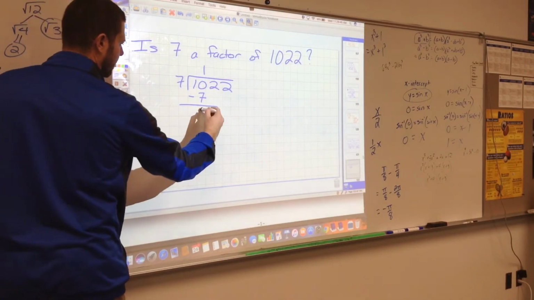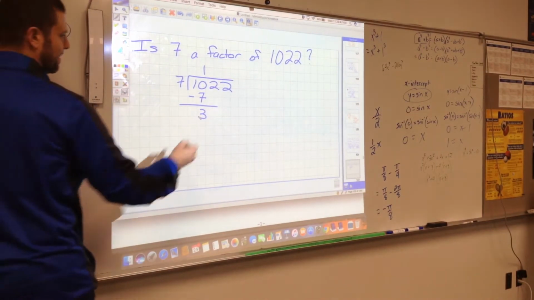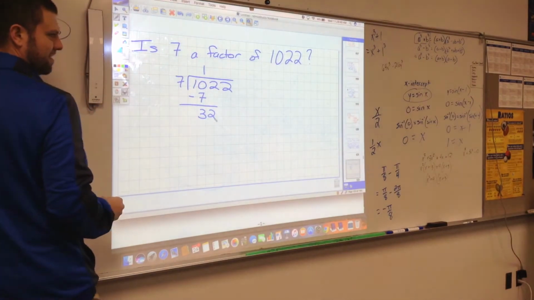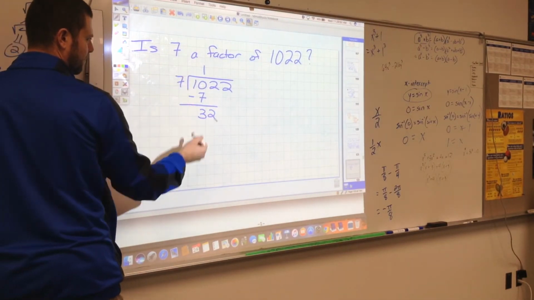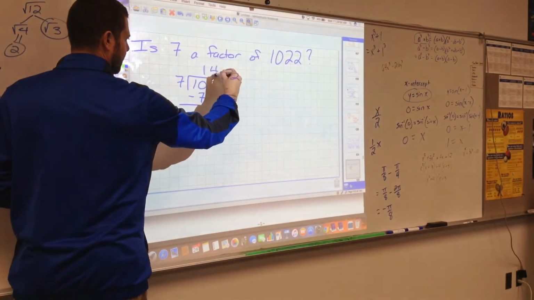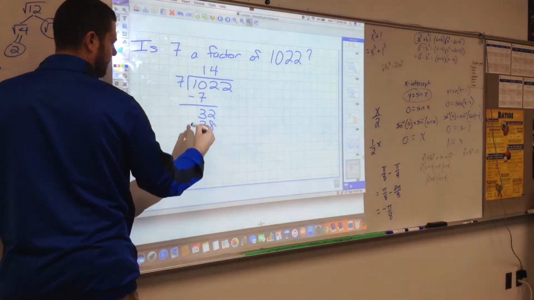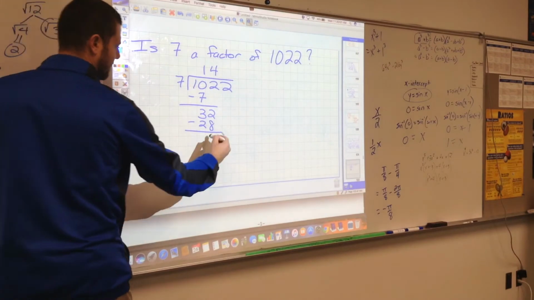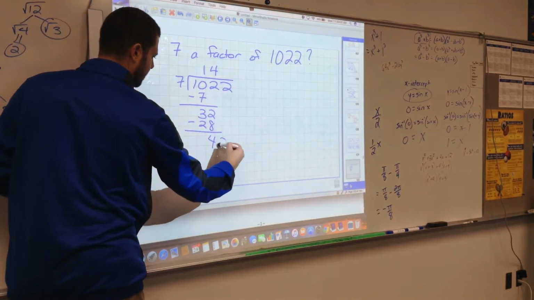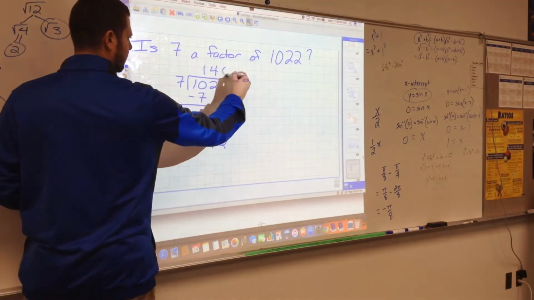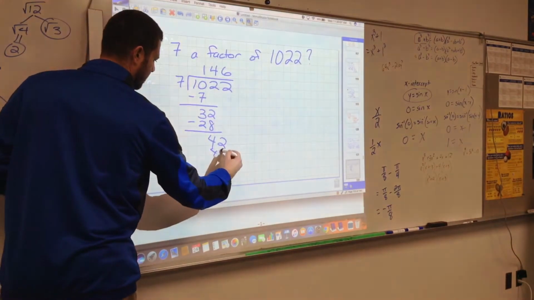You get 3. Bring the 2 down. Now how many times does 7 go into 32? 4 times. So minus 7 times 4 is 28. Subtract that. Bring down the 2. And then that goes 6 times, and it works perfectly. 0.